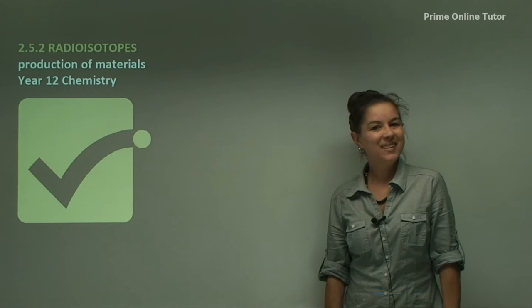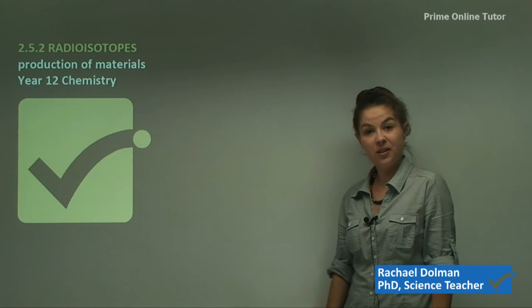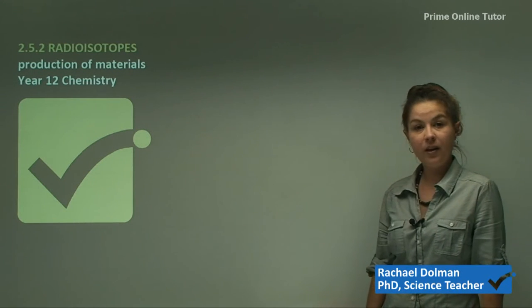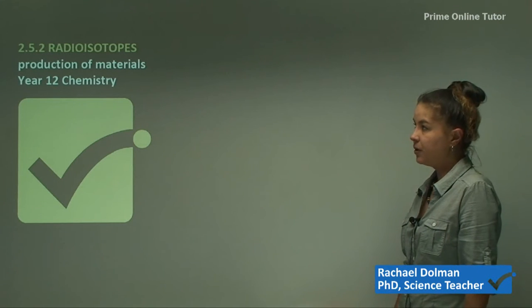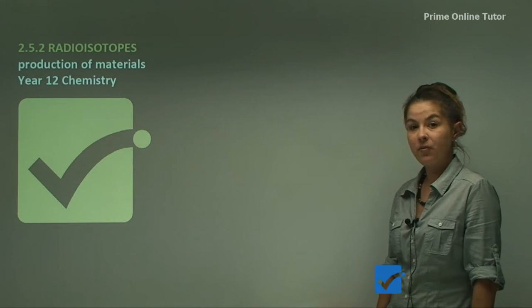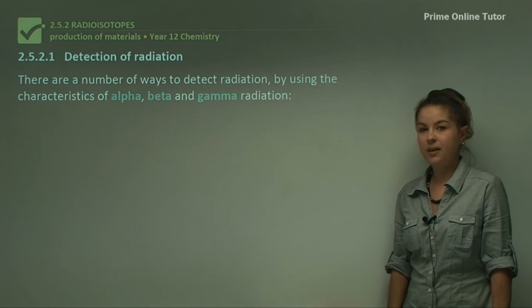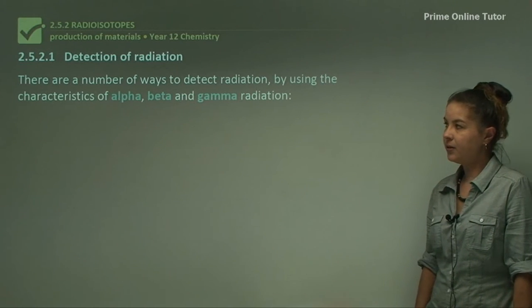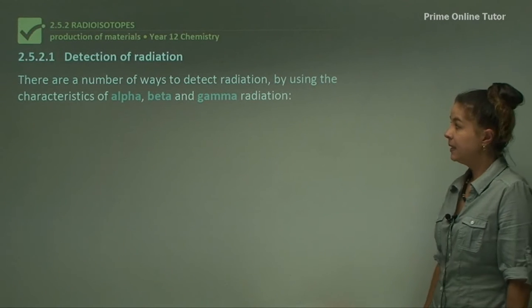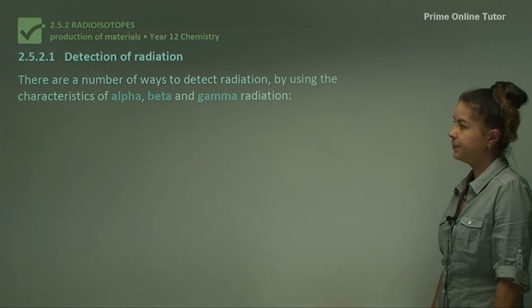Hi everyone. Today we continue our discussion about the production of materials by talking about radioisotopes. And today we'll talk about how to detect certain types of radiation. There are a number of ways to detect radiation by using the characteristics of alpha, beta, and gamma radiation.